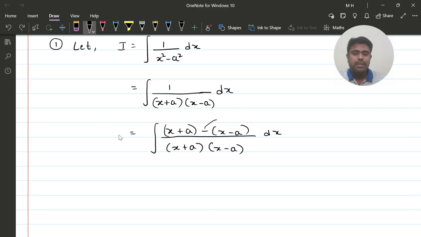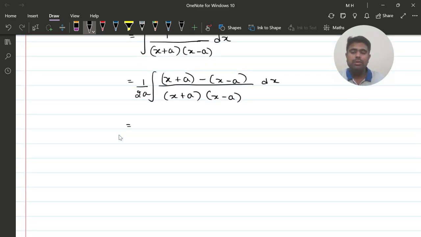A minus into minus will be plus a, right? A plus a is what? 2a. So this is the integral, but in the numerator 2a has come. So what exactly did I do? I am multiplying it with 2a. I cannot just multiply, I will also have to divide. So divided by 2a, I have divided by 2a. Now I am perfectly fine.